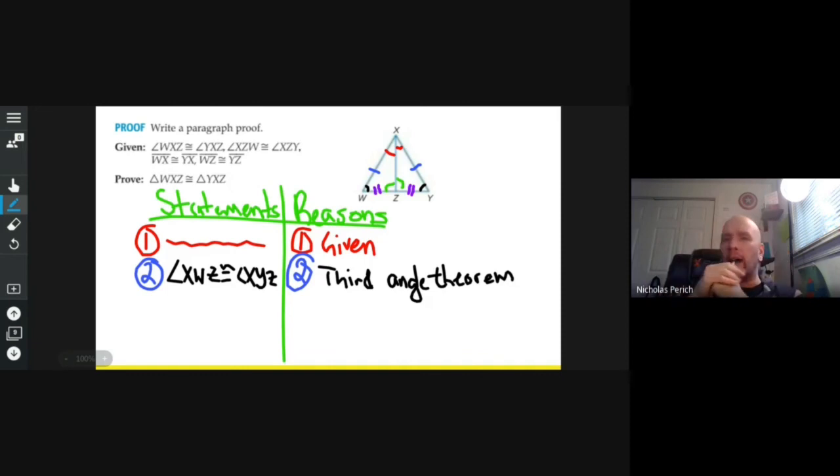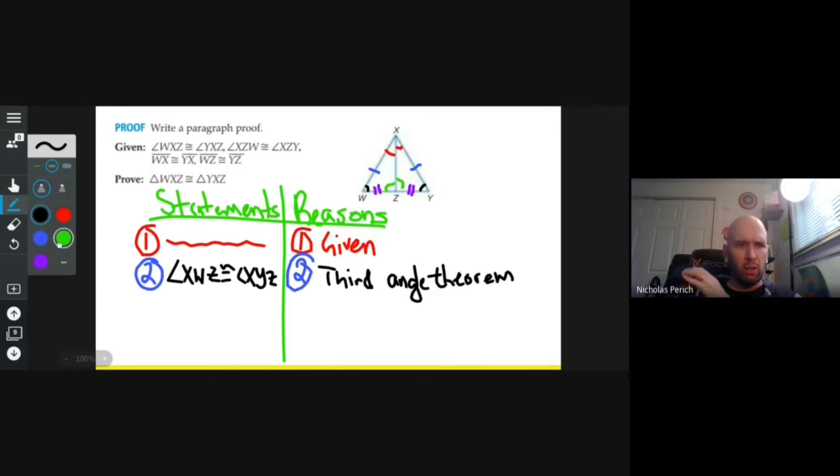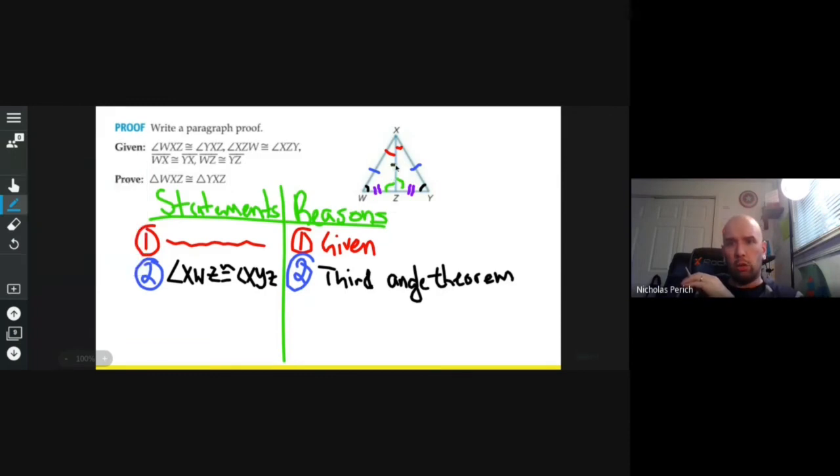I have two sides equal to each other. And this is going to be weird. I know that the blue dashes are equal to each other and the purple dashes are equal to each other. There's got to be a third line that's equal to each other. Well, this is the case. These guys share a side, which means XZ is congruent to XZ. So my third thing is line XZ is congruent to line XZ.